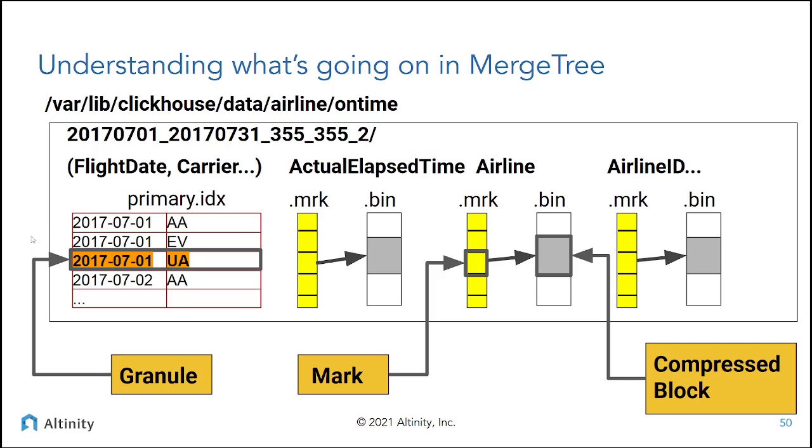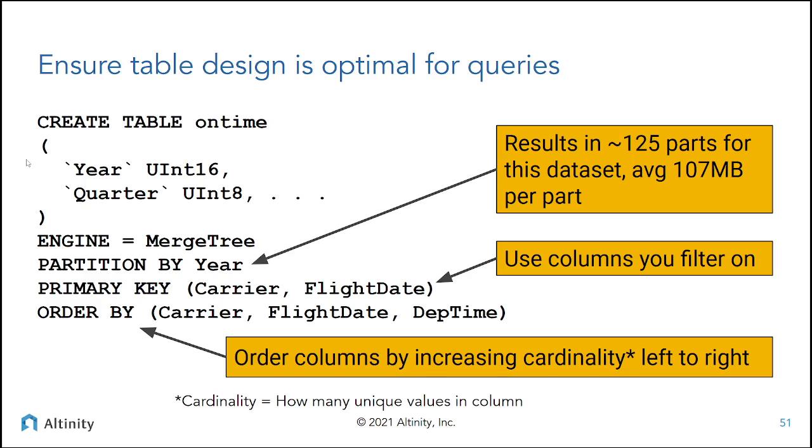There's a variety of ways that we can help make this more efficient. We'd also like to have fewer of these files lying around, so we want to have the parts be as large as possible. Let's look at those two things. So, table design. This is where I said we would come back to, and we'll look at these partition values and then primary key and order by.